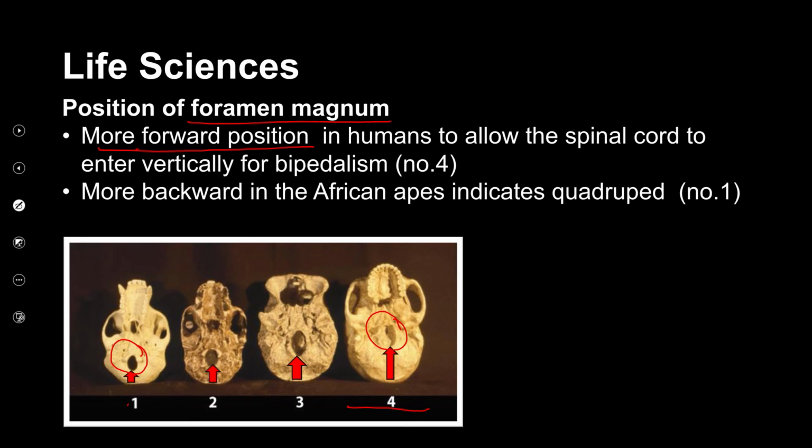Whereas in apes, the foramen magnum is in a more backward position. That is important because they are quadrupeds, so the shape of their spine and the position of their head is arranged accordingly. So in other words, the foramen magnum would be in a more backward position, whereas in humans it's going to be more forward, in the middle.